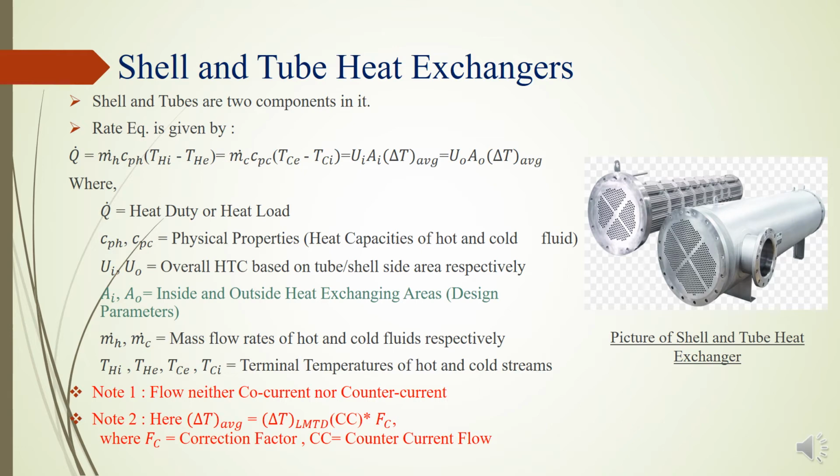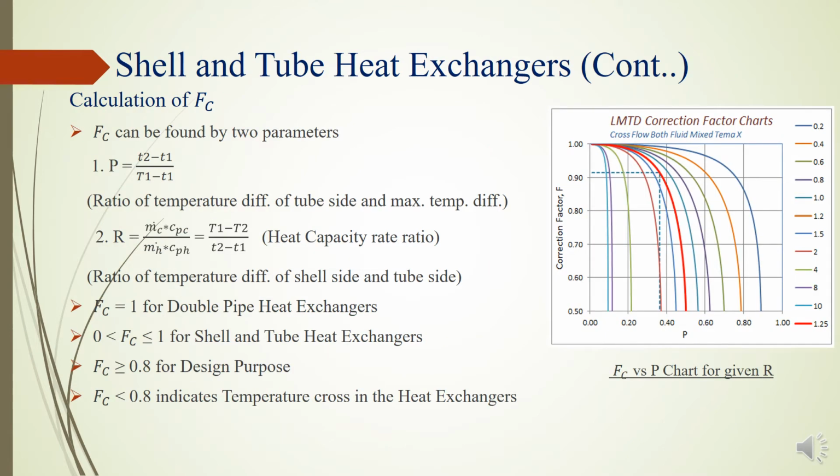One thing we should notice is that the flow in this heat exchanger is neither concurrent nor countercurrent. It is a multipass arrangement of the tubes inside this. So we use the correction factor term. Because of the multipass arrangement of the tubes, we cannot evaluate the delta T LMTD directly. That's why we need to calculate the correction factor.